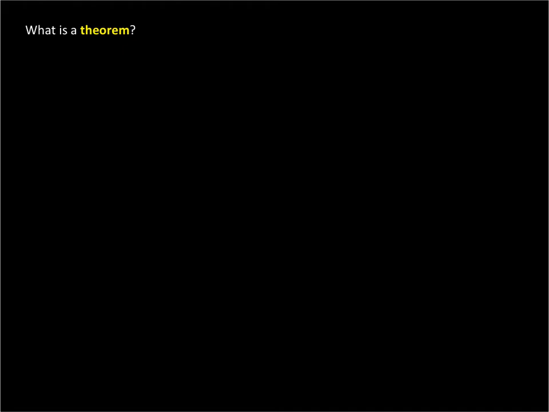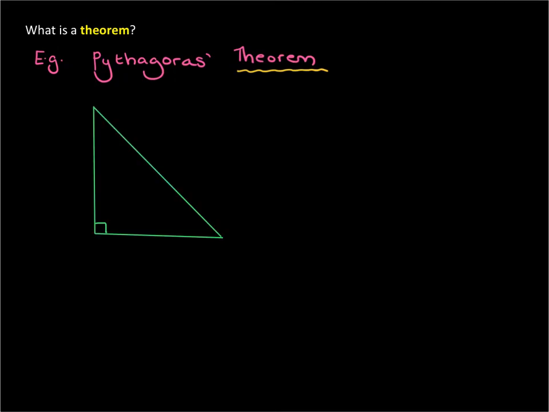Now, if you have a think, the most common use of the word theorem in maths that you have come across is most likely to be Pythagoras' theorem. So what do you remember about Pythagoras' theorem? Hopefully you recall that if we have a right angled triangle, we can label the sides A, B, and then the hypotenuse, the longest side, can be labelled C. Pythagoras' theorem then tells us that A squared plus B squared is equal to C squared.